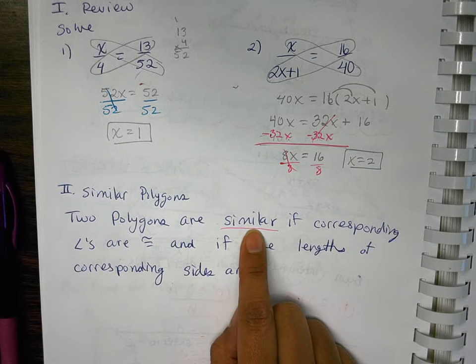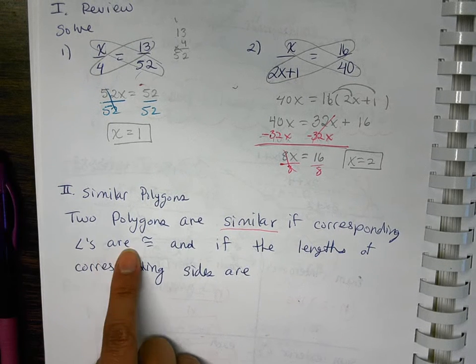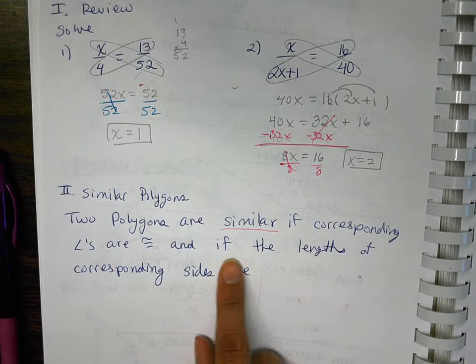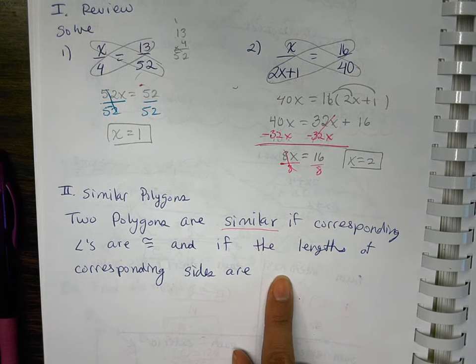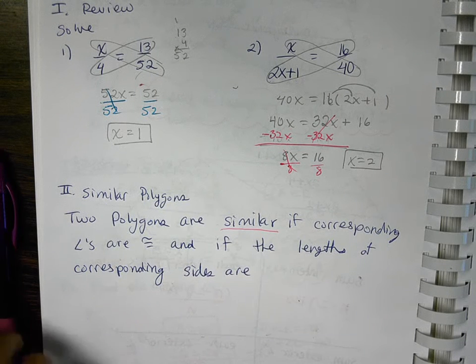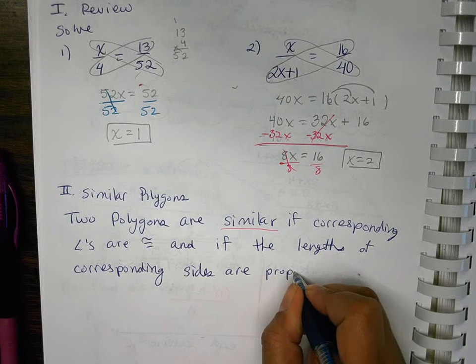Okay, so it's not exactly the same. Is this first part the same? Corresponding angles are congruent. Have we seen that before? Yes. Now this next piece, should I put the lengths of corresponding sides are congruent? No, because then that would make a congruent polygon, and we want it to be similar. So what I put there is they are proportional.